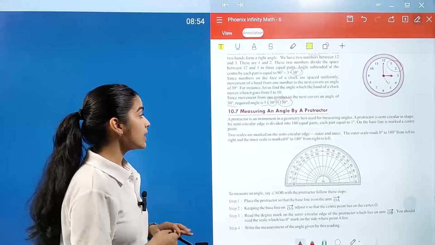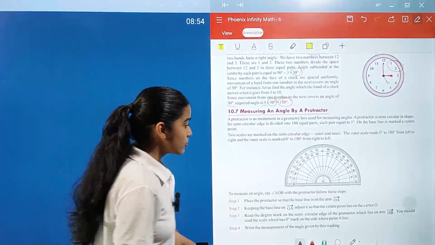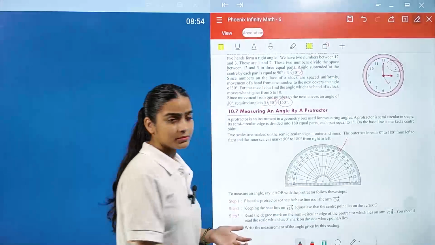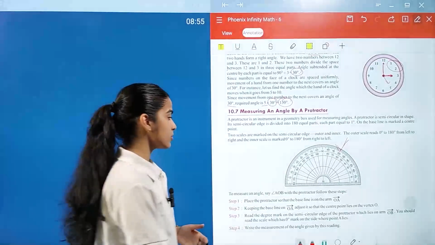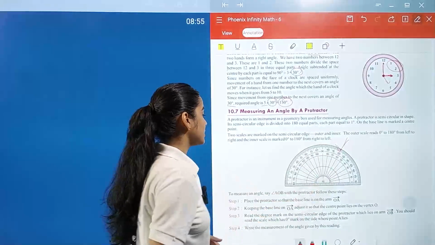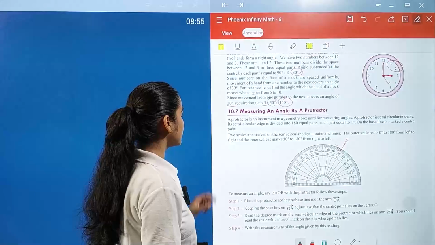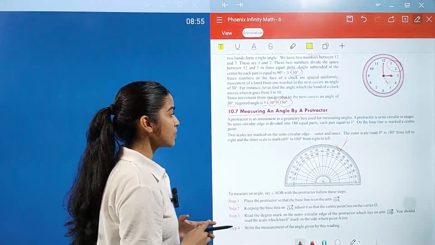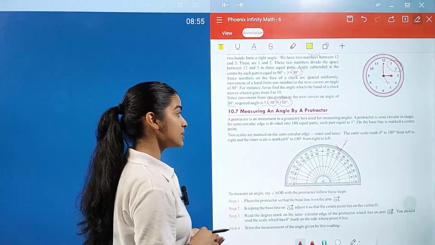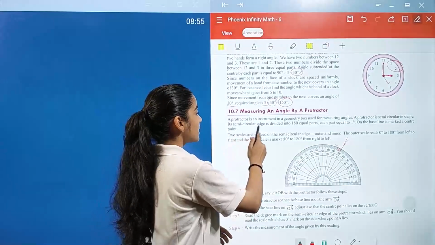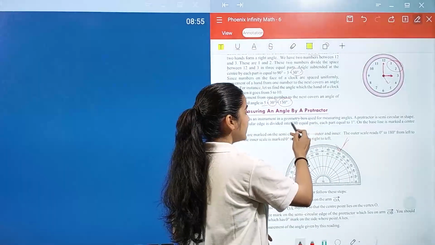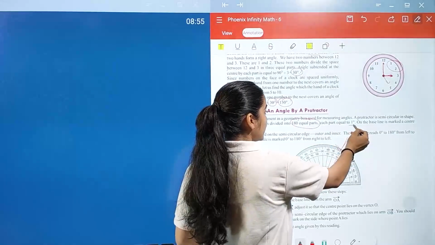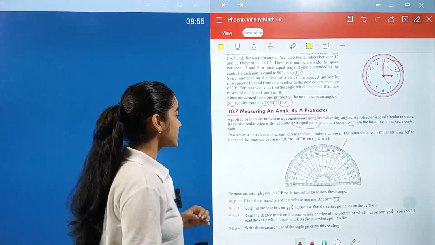Now, measuring an angle with a protractor. This is called your protractor. You can also call it a D, just because of the D shape it has. A protractor is an instrument in the geometry box used for measuring angles. A protractor is semicircular in shape. Its semicircular edge is divided into 180 equal parts. Each part is equal to 1 degree. On the baseline, the center point is marked.